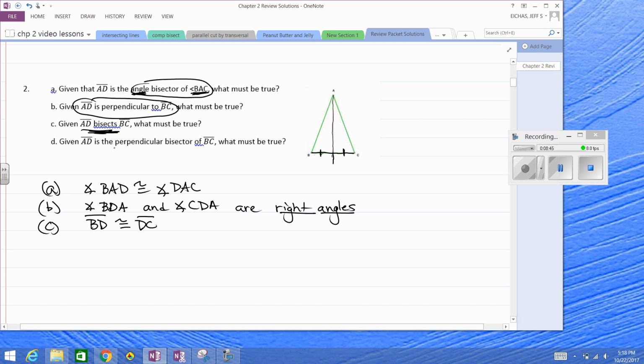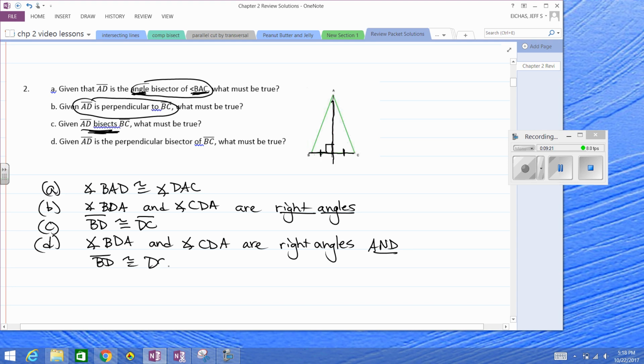Last one, AD is the perpendicular bisector of BC. So what must be true? That's basically putting B and C together. If AD is the perpendicular bisector of BC, first we get those right angles right there. Angle BDA and angle CDA are right angles, and so we get two things. Segment BD is congruent to segment DC.